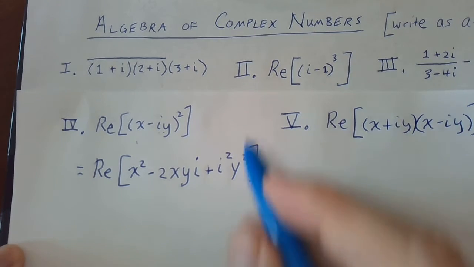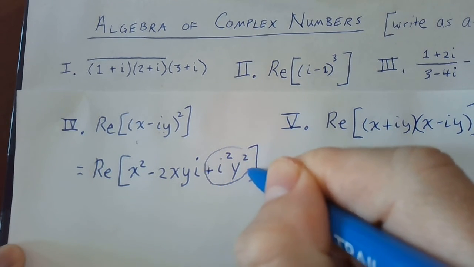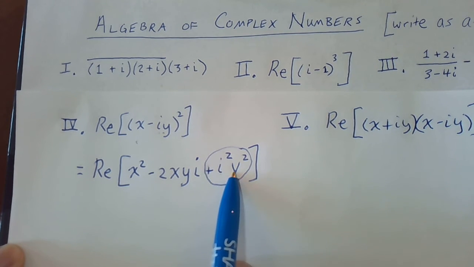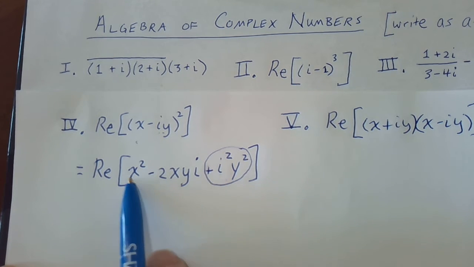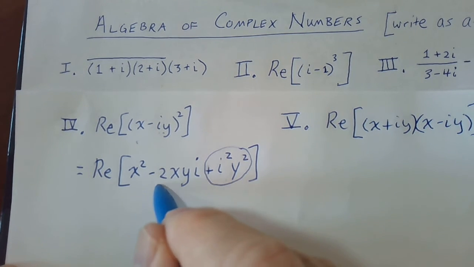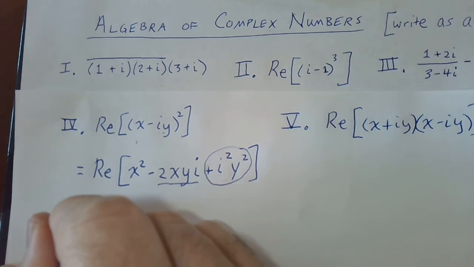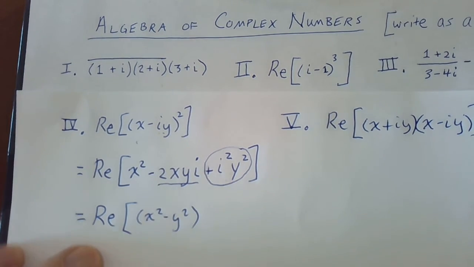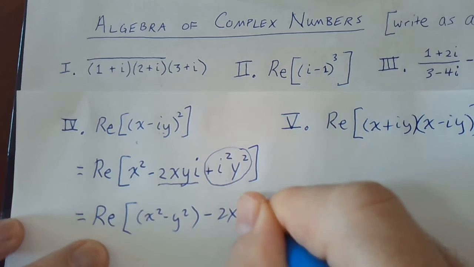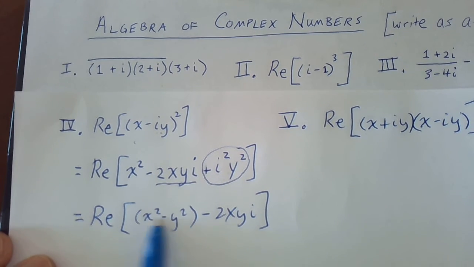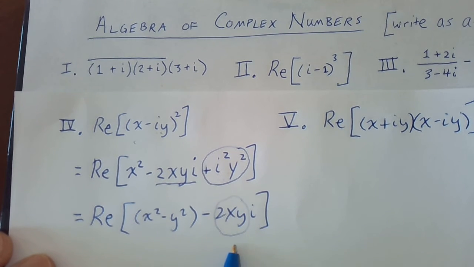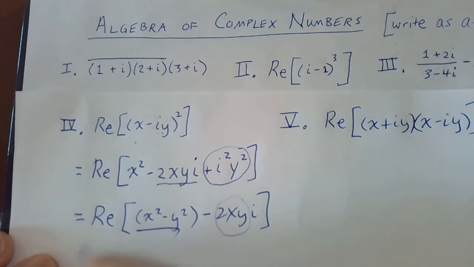Okay, so notice that this is a real number. Why is it a real number? Because i squared is a negative 1. So this is just a negative y squared. And this is x squared. That's a real number. This is the only imaginary part. So we are going to get, maybe I'll go ahead and write it out, x squared minus y squared minus 2xyi. This is the real part of the complex number. This would be the imaginary part because it's being multiplied by i. So the real part is x squared minus y squared.